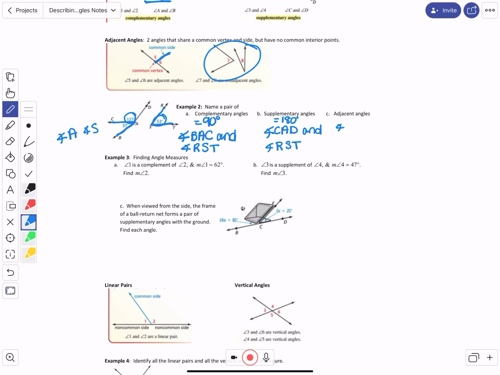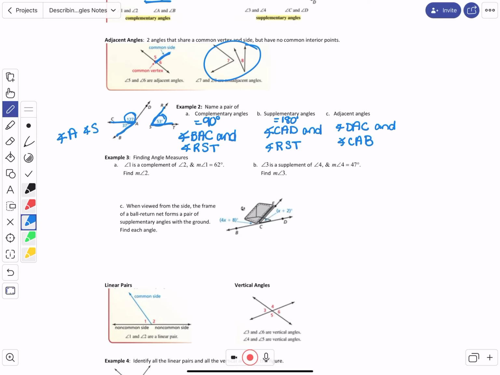And adjacent angles, so those are angles that are touching. So let's say angle DAC and angle CAB, okay? We're not going to involve angle RST at all because that's an angle off by itself.